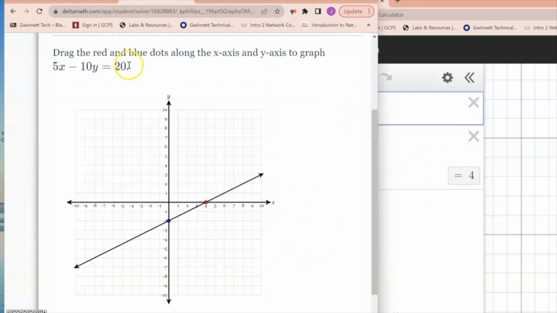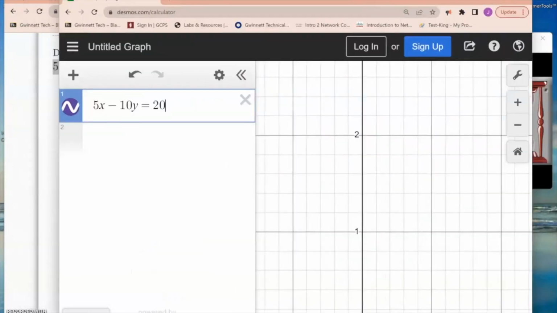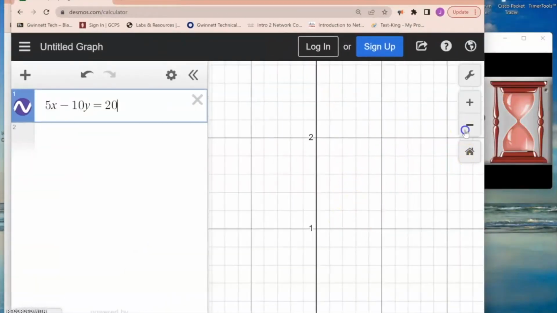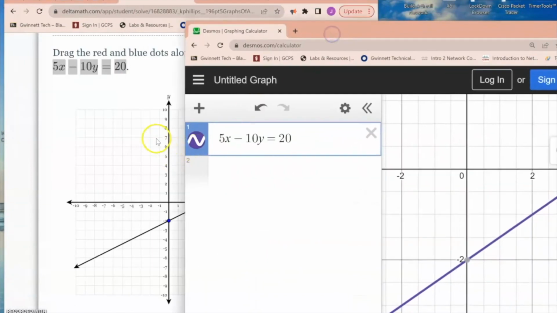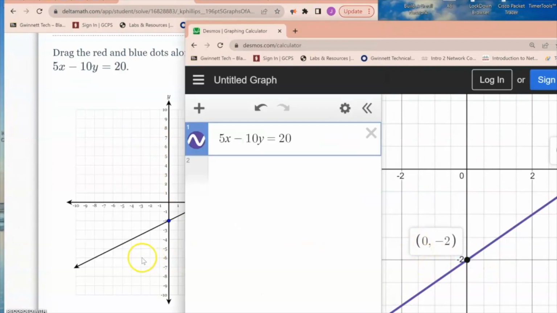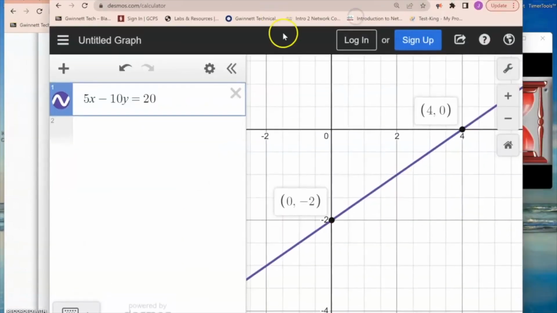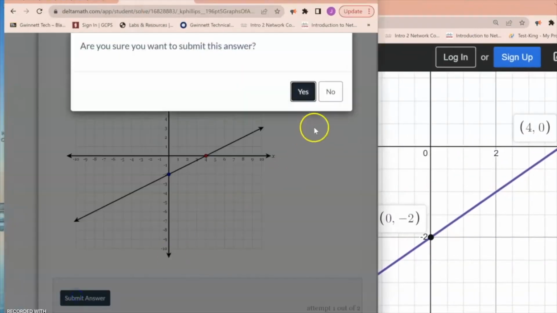All right, to check that, of course, I'm going to check it. Control C. Paste it. Control V. Now I need to see if my line looks like this one, right? Zoom out. There's my line. Find my x-intercept is at 4,0. Is my x-intercept at 4,0? And then my y-intercept is at 0,-2. Yep. So those lines do match. Okay, find two corners again. All right. Those lines do match. So that one is my answer.